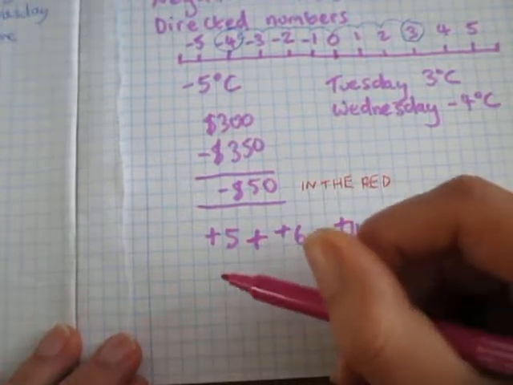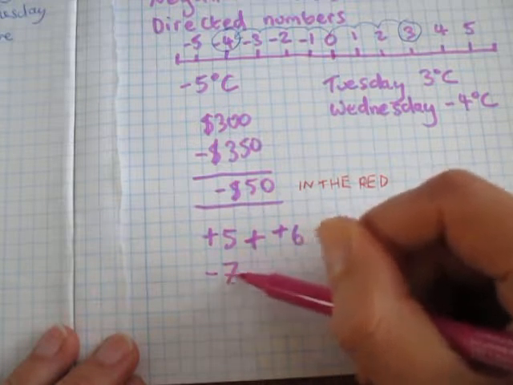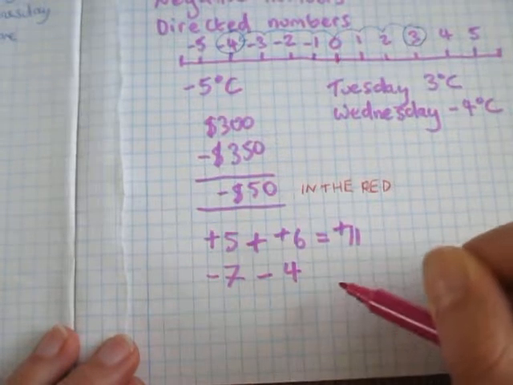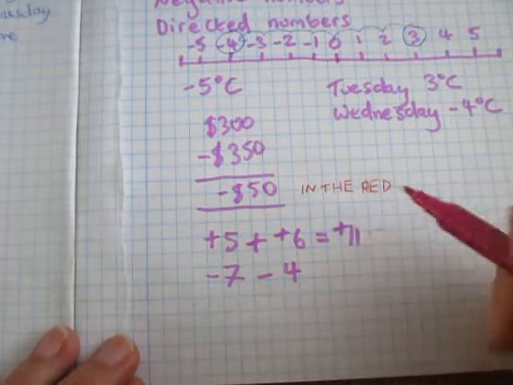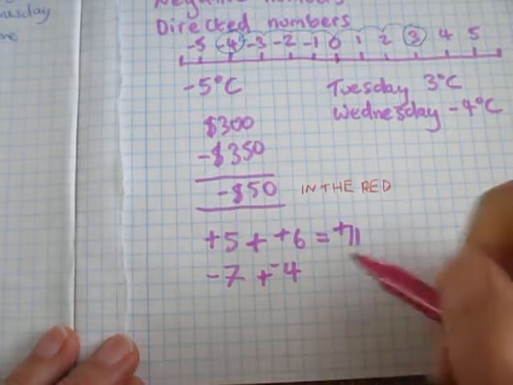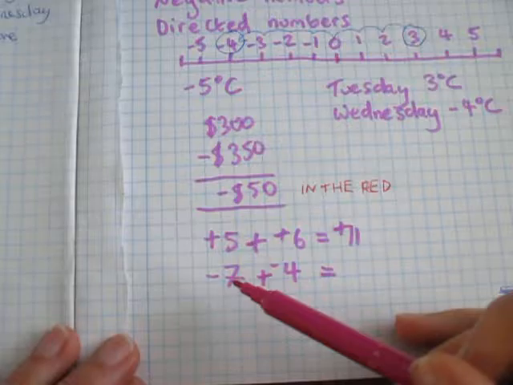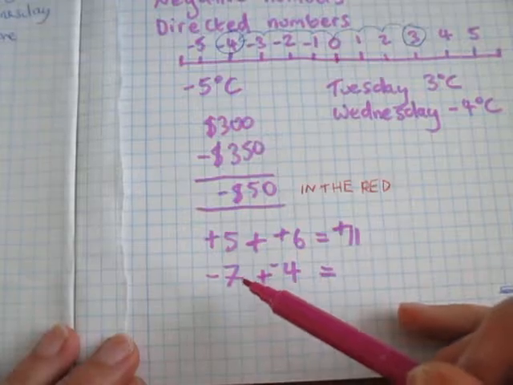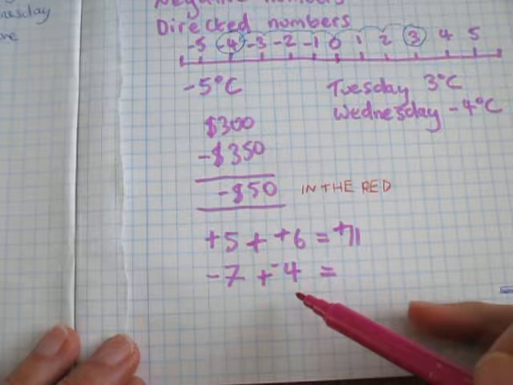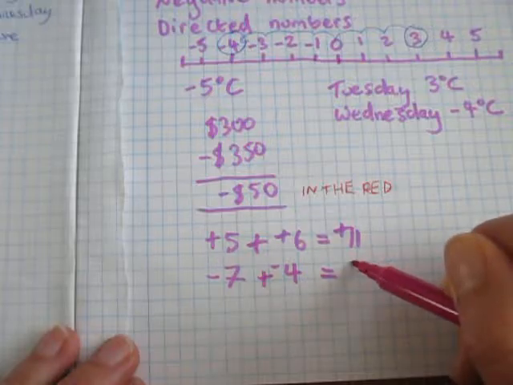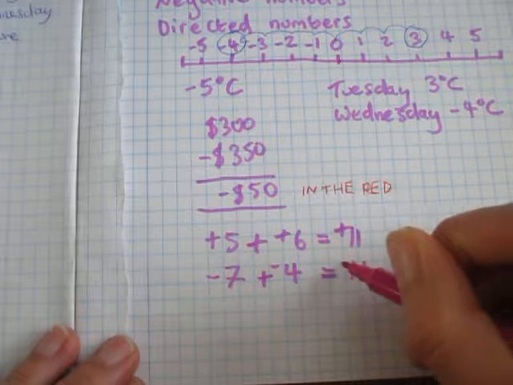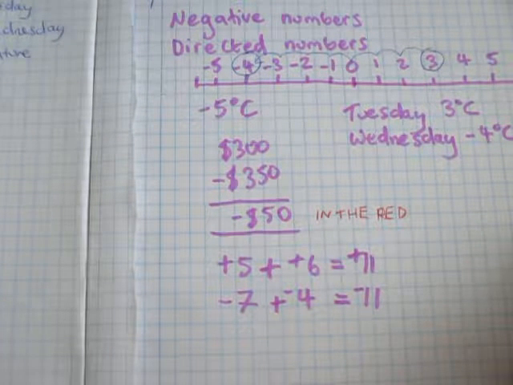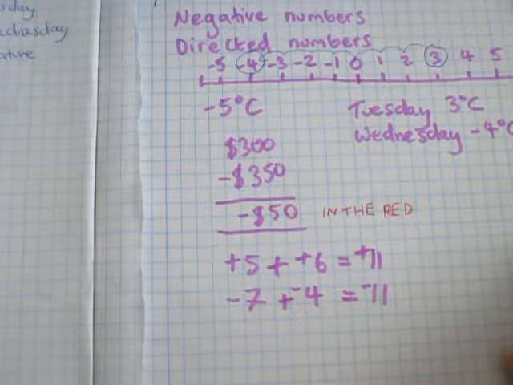Let's say we have two negative numbers, -7, -4. Or we could say -7 plus -4. If we have -7 plus -4, we just add them as we normally would. So we say 7 plus 4 equals 11. But we know it's a negative because they both have a negative sign. So now you can do some of the first questions.